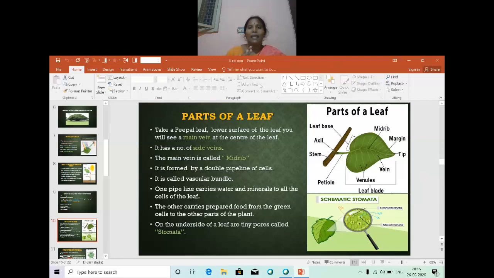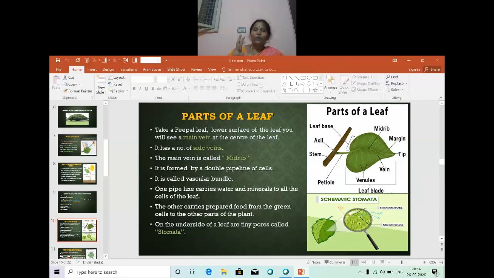In the same way as in our body, the stem of the plant also has two pipelines. All the pipelines together are called the vascular bundle. The vascular bundle has two pipelines: one is the xylem, and the other is the phloem. What are the uses of these pipelines?